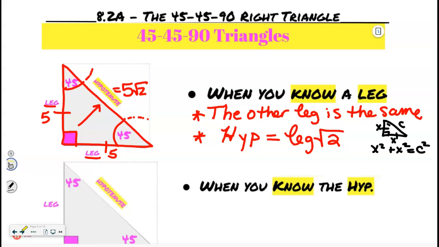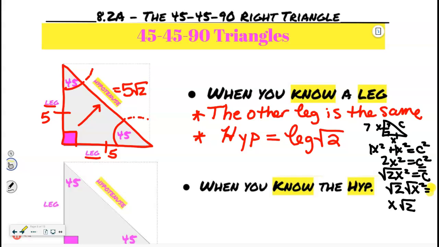But for 45-45, because these are the same, I have 1x squared plus another x squared. I have 2x squareds. If I'm trying to figure out what the hypotenuse is, I need to square root both sides. So I go like this. The square root of c squared is itself. And then, if I look at these separately, I don't know the square root of 2. But the square root of x squared is itself. So c becomes the square root of x squared, which is just x, times the square root of 2.